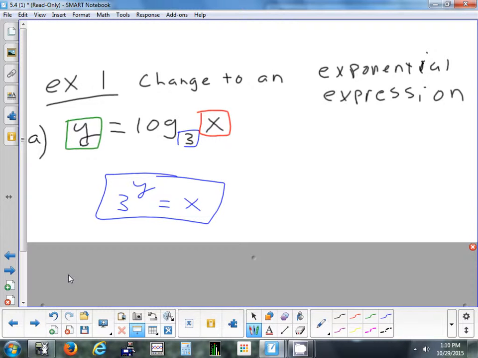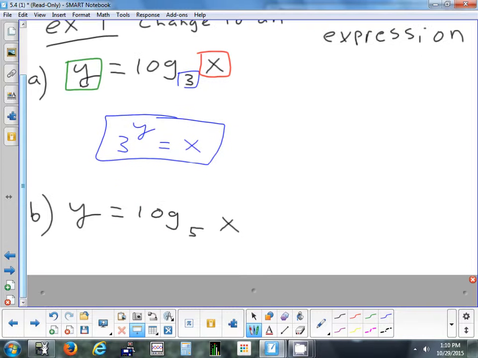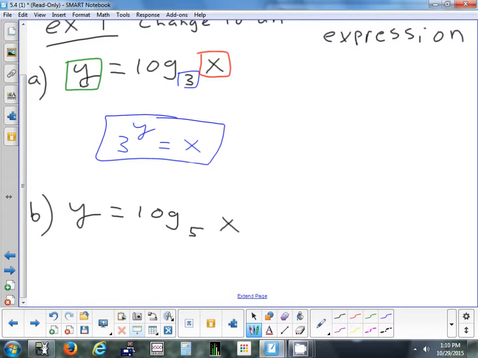We can't solve this because we don't know y and we don't know x. If we knew one of them, we could figure it out. Right, let's try this one. Okay, Olivia, what's my base here? 5. Yep, 5. And Graham, my exponent? Y. Yep. Logarithms always equal your exponent. And once you figure out where those go, you only have one thing left. What's left? X. That's it. So that's exponential form, started in log form.